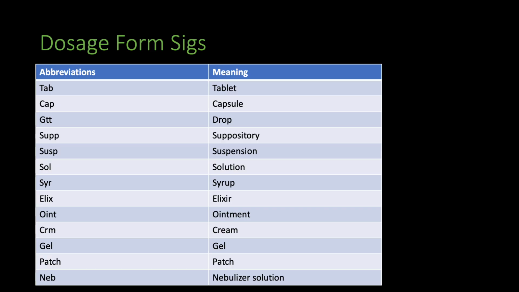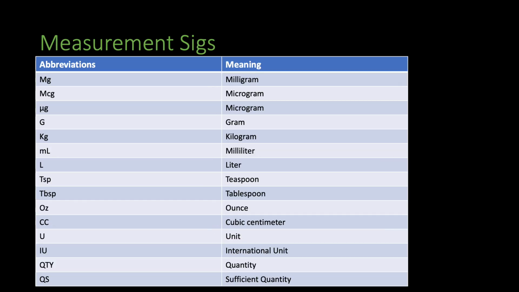SUPP, suppository; SUSP, suspension; solution; syrup; elixir; ointment; cream; gel; patch; and nebulizer solution. So these are other types of SIG code and their definitions listed here.